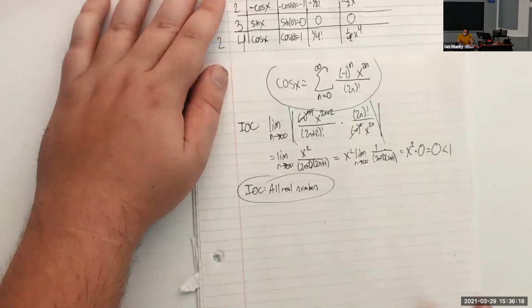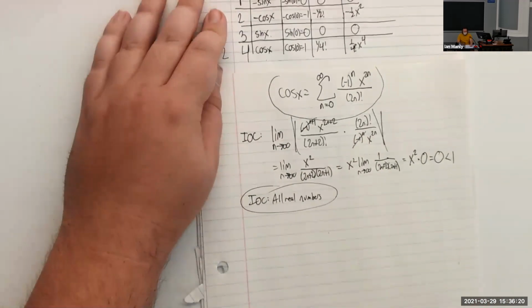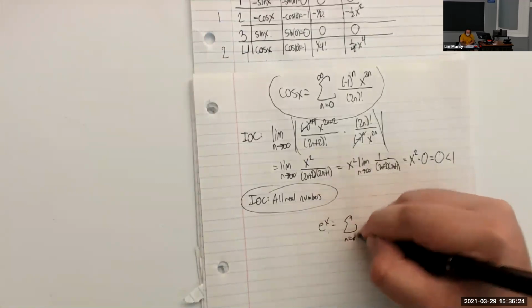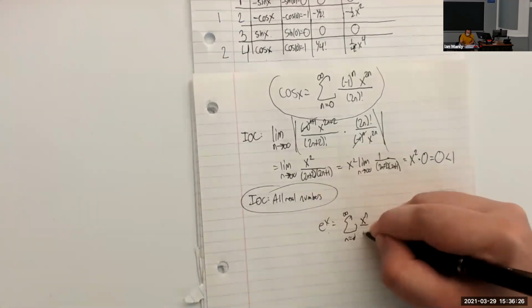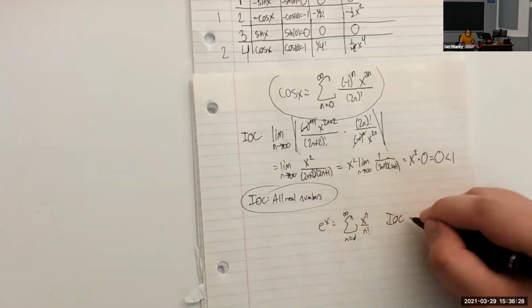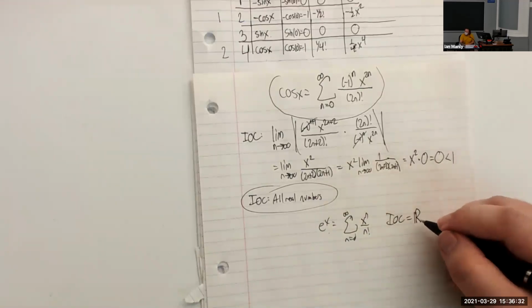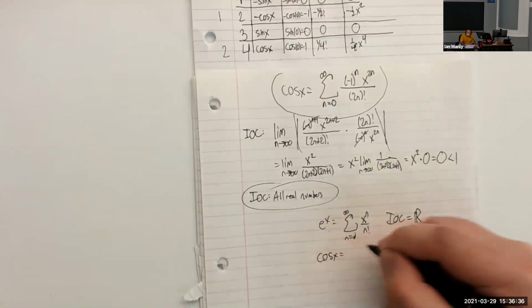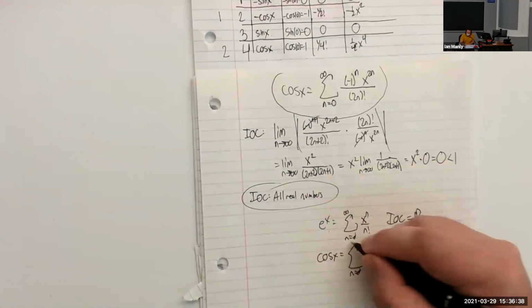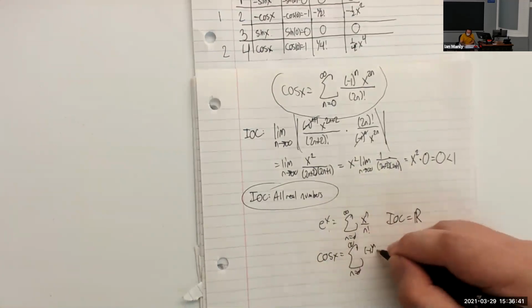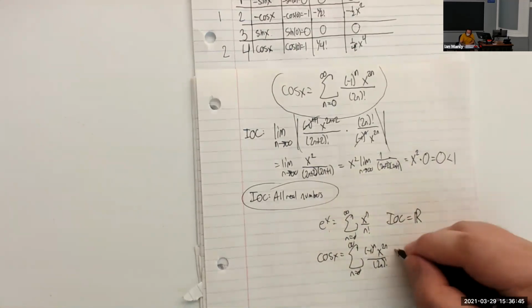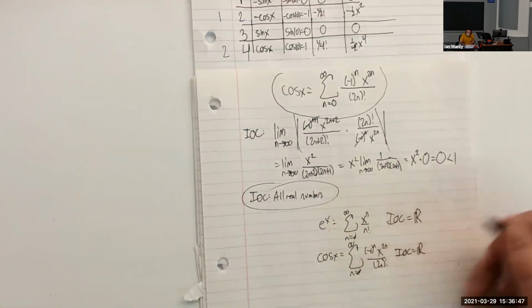All right. So we found a series for e to the x. It's the sum from n equals 0 to infinity of x to the n over n factorial. The IOC is all real numbers, which can be written like this, kind of R with an extra bar right there. We just saw what cosine's Maclaurin series was. We have (-1) to the n, x to the 2n over 2n factorial. And the IOC for that was all real numbers.